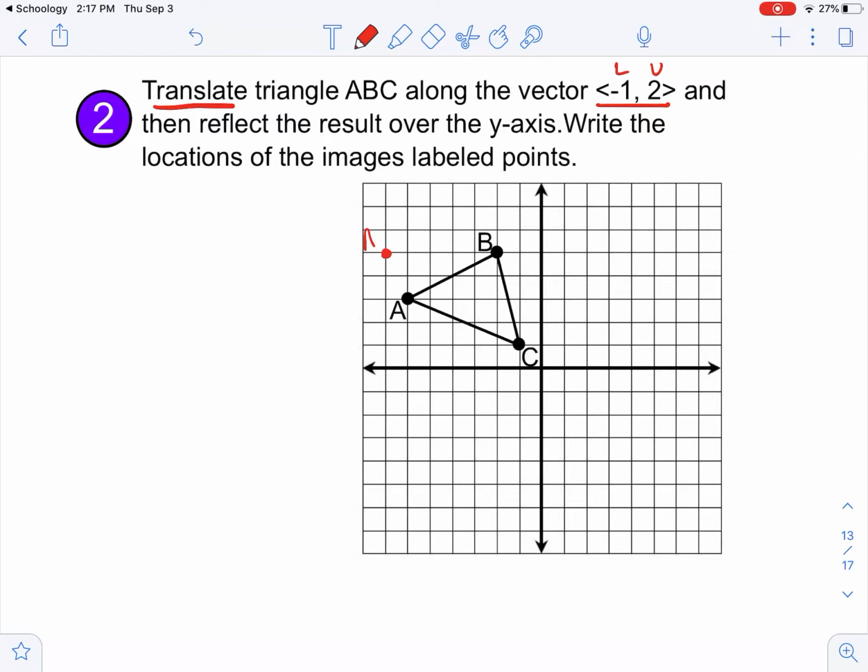Left 1, up 2. Here's A prime. Left 1, up 2, B prime. Left 1, up 2, C prime. So notice it's still laying on top of that other image, but that's because we didn't move it that far. All right, so let's see what the next direction states. Then reflect over the y-axis.